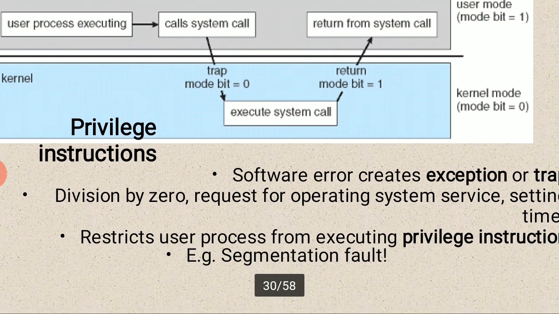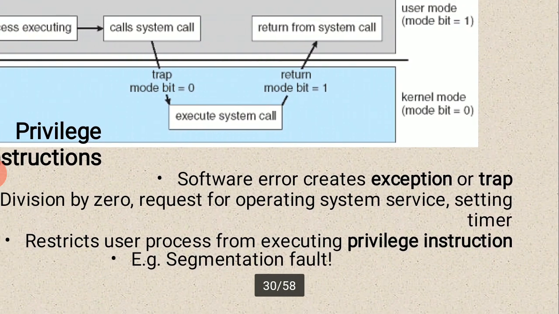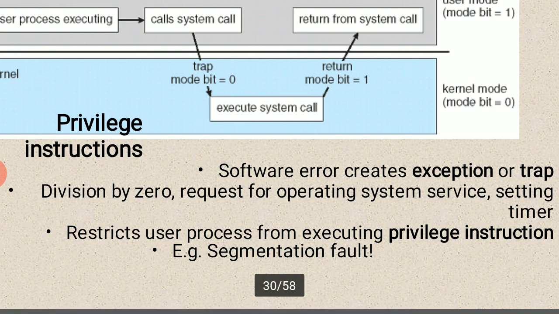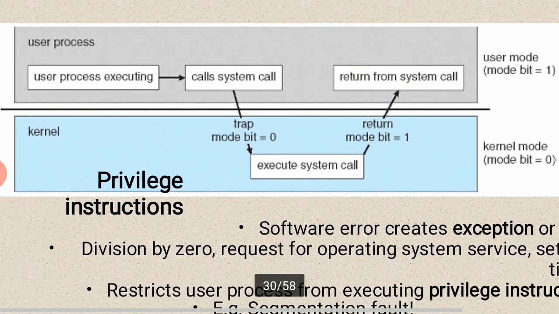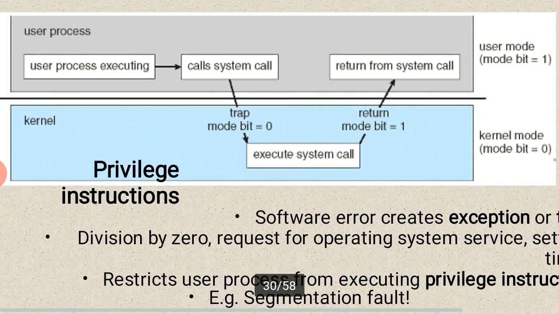Only one operates at a time. A software error creates an exception or trap, such as division by 0. Other cases are a request for operating system services, setting a timer, or a user process trying to execute privileged instructions, which gives a segmentation fault. Here are user mode and kernel mode, mode bit 1 and mode bit 0, with the user process executing system calls.